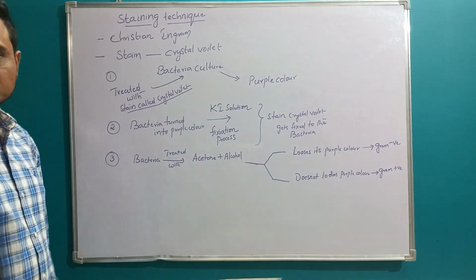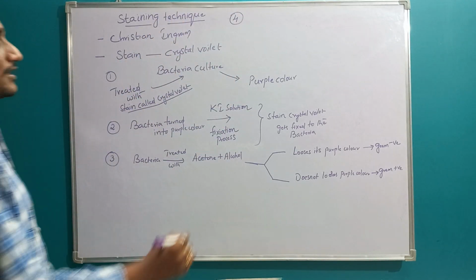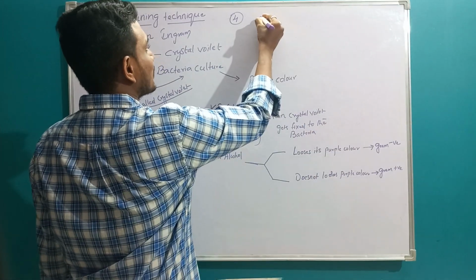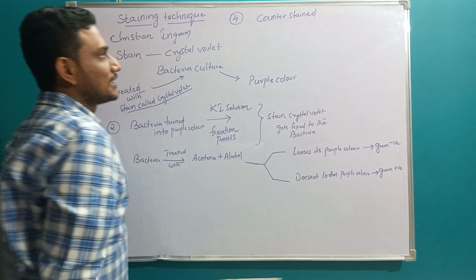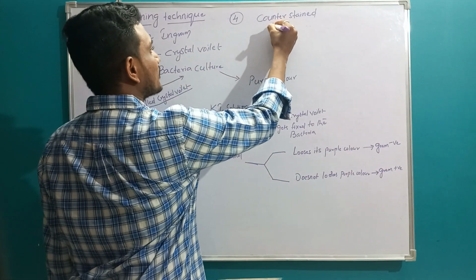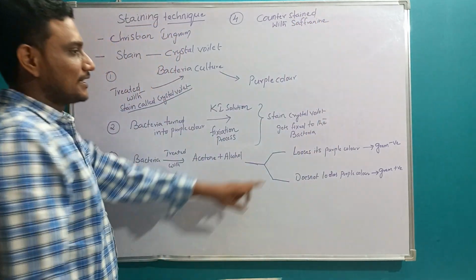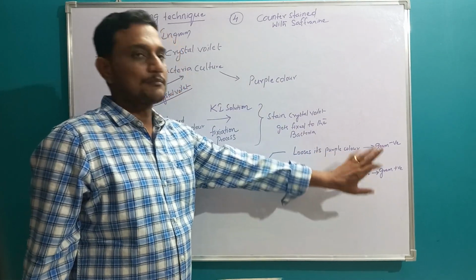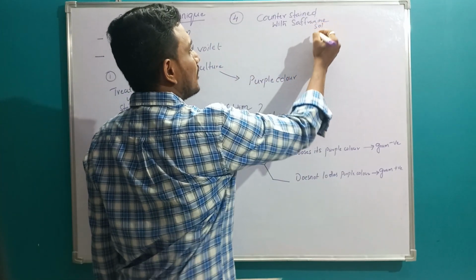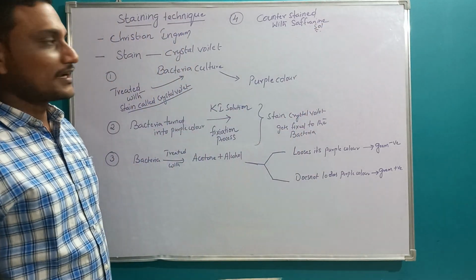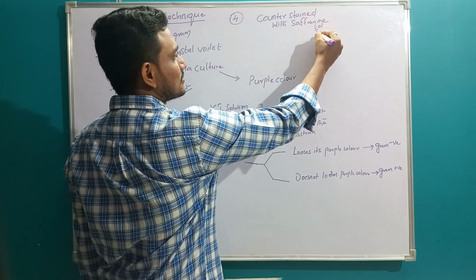Now in the fourth step, after steps 1, 2, 3, these bacteria, the gram positive and gram negative bacteria, are counter stained with safranin solution.